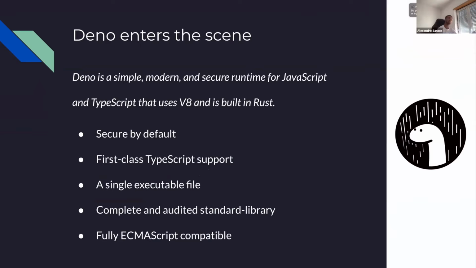So Deno is a simple, modern, and secure runtime for JavaScript and TypeScript. It uses V8 and it is built in Rust. This is from Deno's documentation, and Deno has these five selling points. So it's secure by default. Everything it runs is sandboxed, and we'll explore that in a minute. It has first class TypeScript support, which means that you can write TypeScript and Deno will take care of transpiling it and running it as JS.